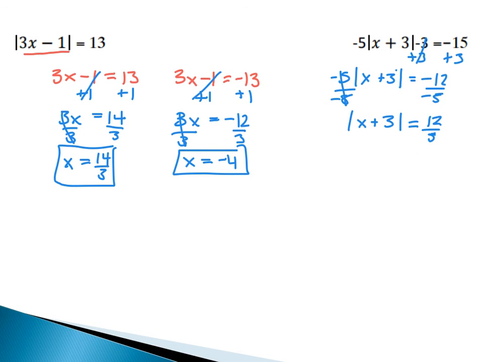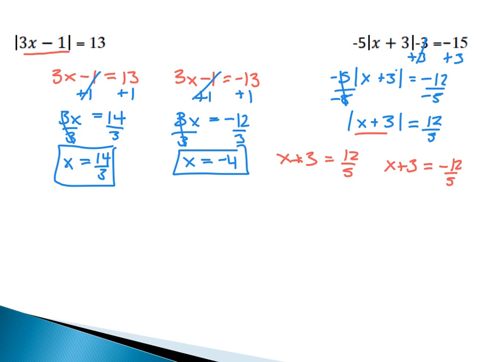So what we want to do here is take whatever's inside, x plus 3, and set it equal to positive 12 over 5, and take x plus 3 and set it equal to negative 12 over 5, because the absolute value of 12 over 5 or the absolute value of negative 12 over 5 could give me 12 over 5 as an answer. Now we've just got to solve each of these equations separately. I know some of you are probably freaking out right now because of this fraction. That's okay. Here's what we'll do to make you feel happy.